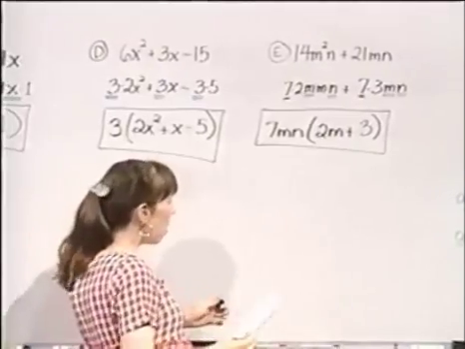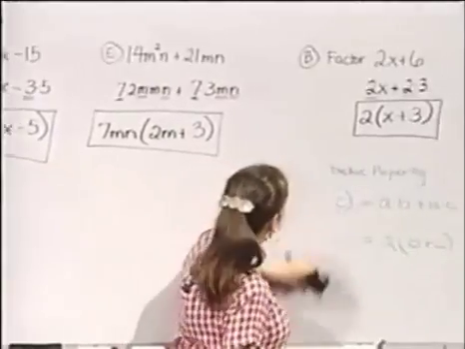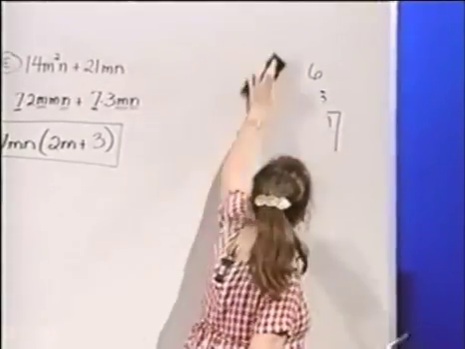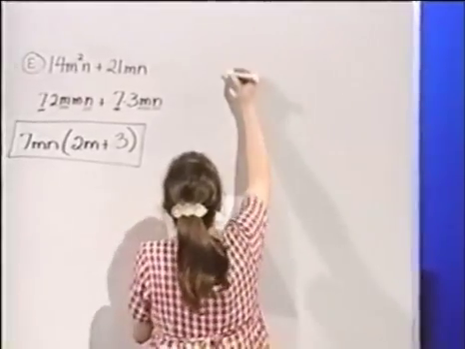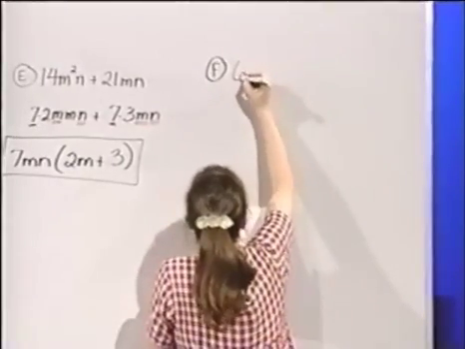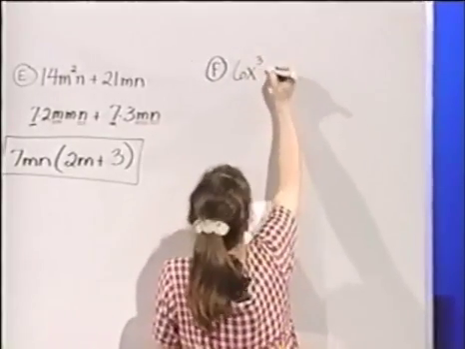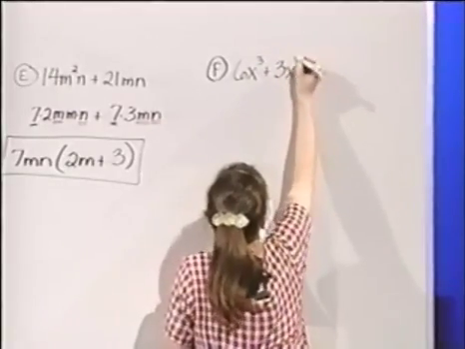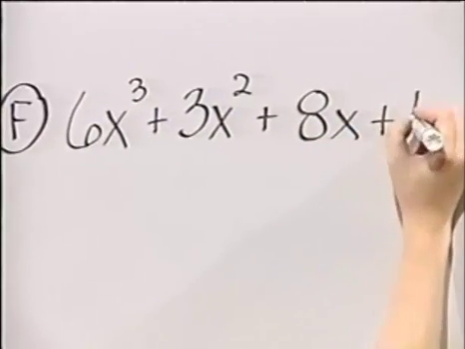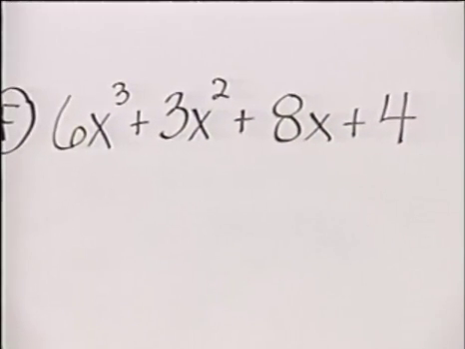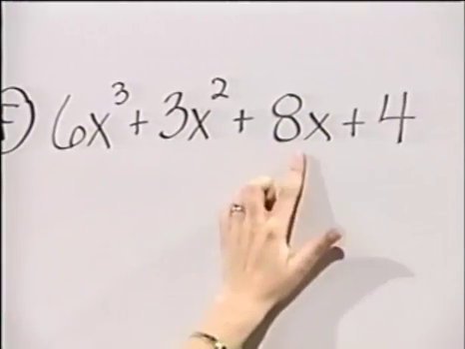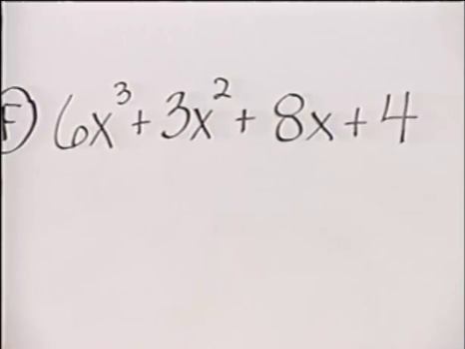Okay, let's look at one more polynomial. Let's look at f. F reads as follows. F is the polynomial 6x cubed plus 3x squared plus 8x plus 4. Okay? Is there anything common to all of those terms that we can factor out?